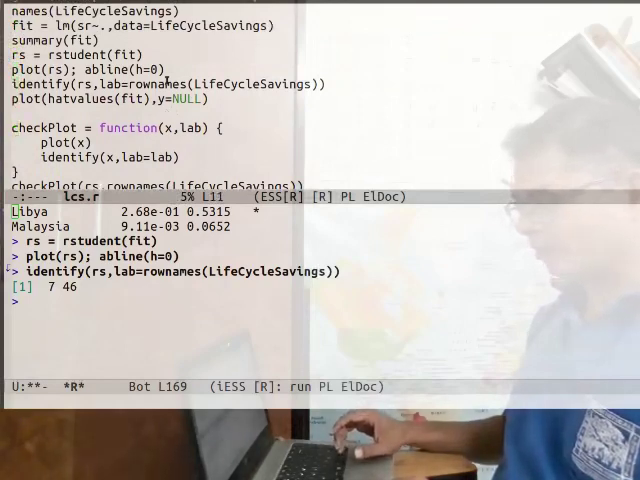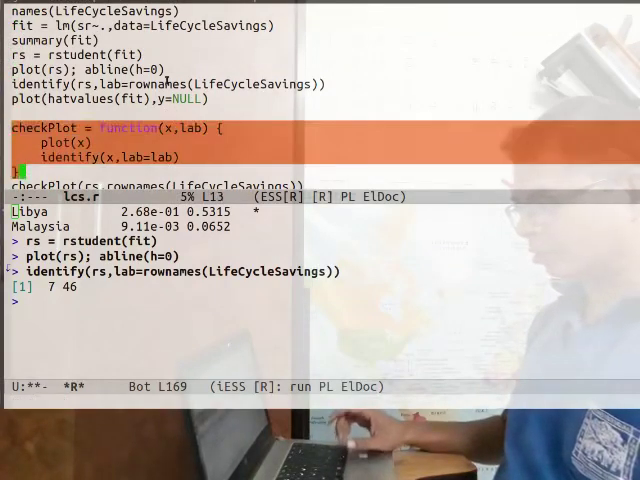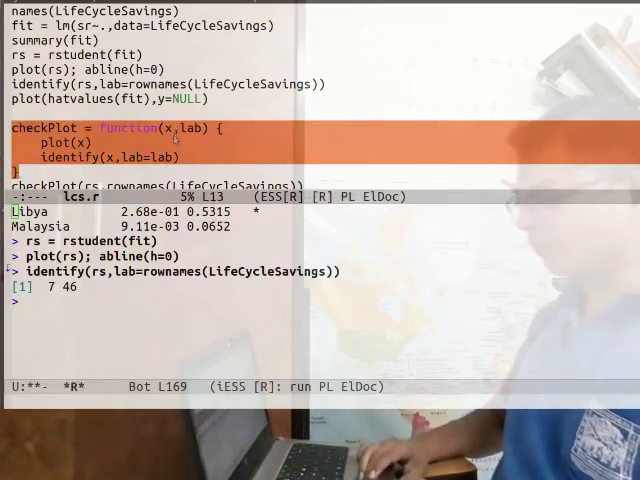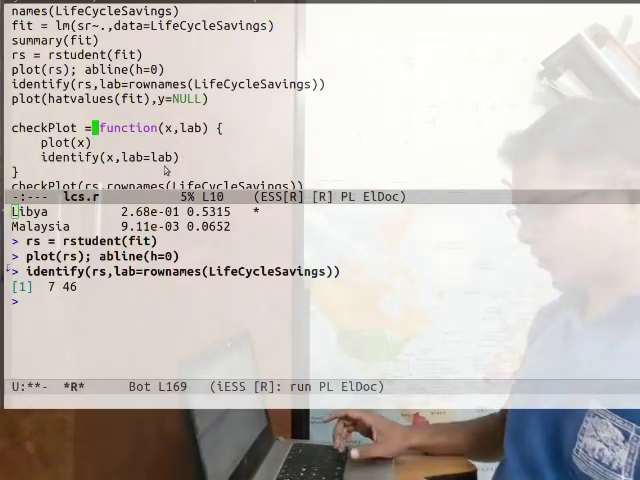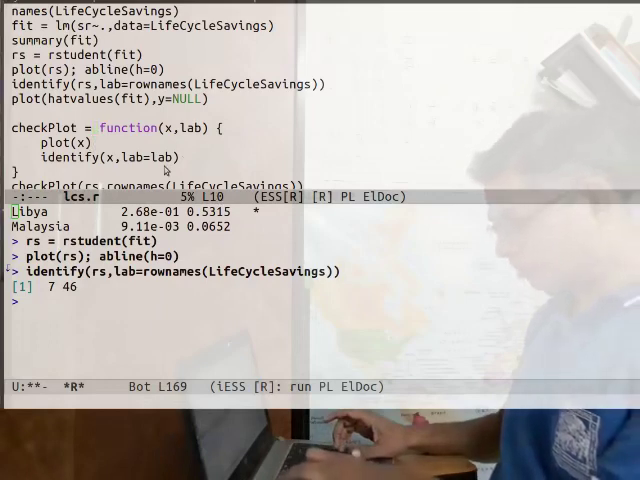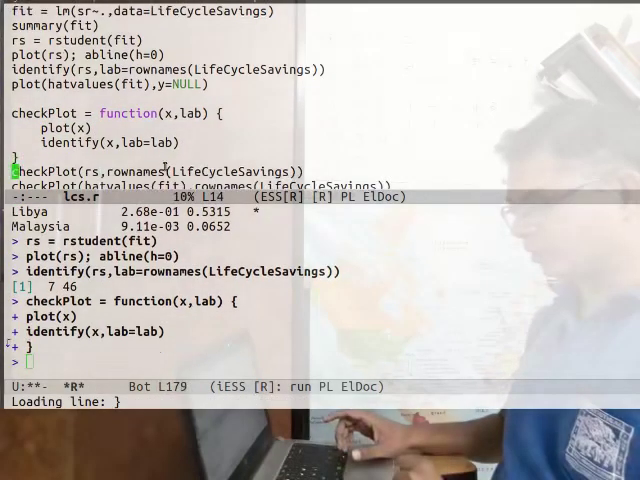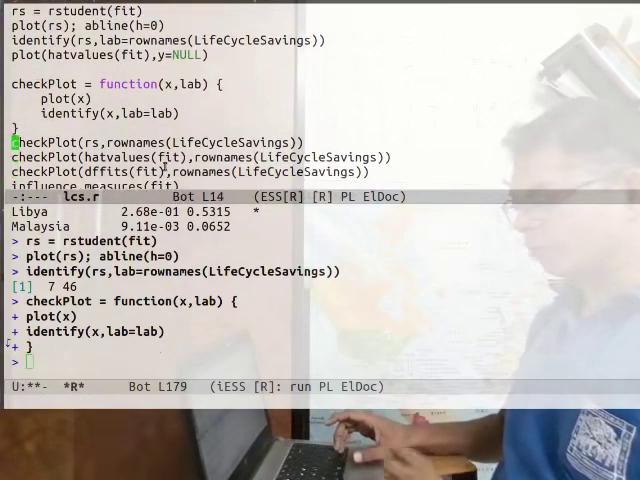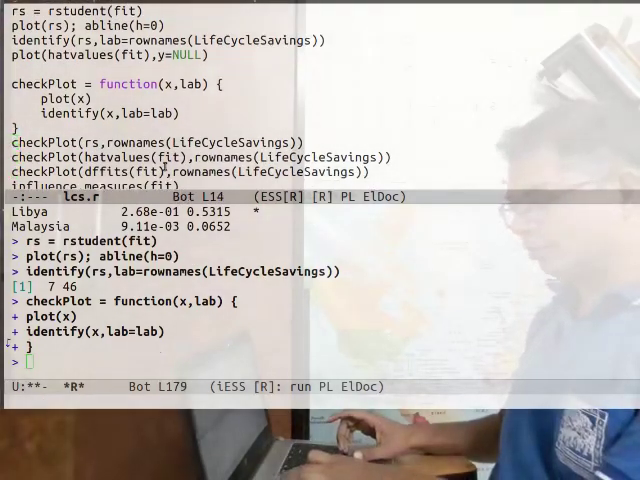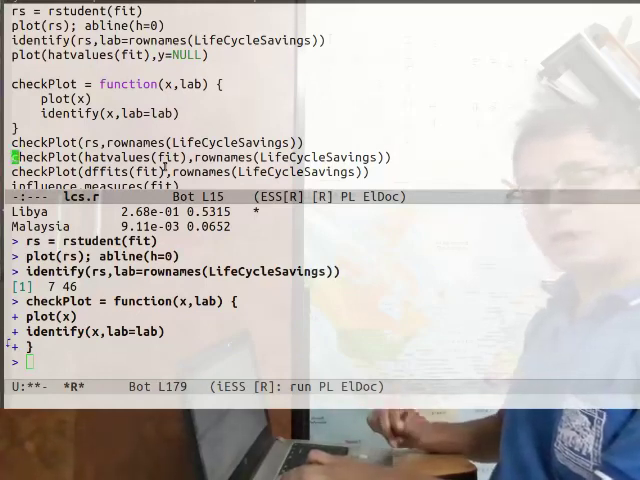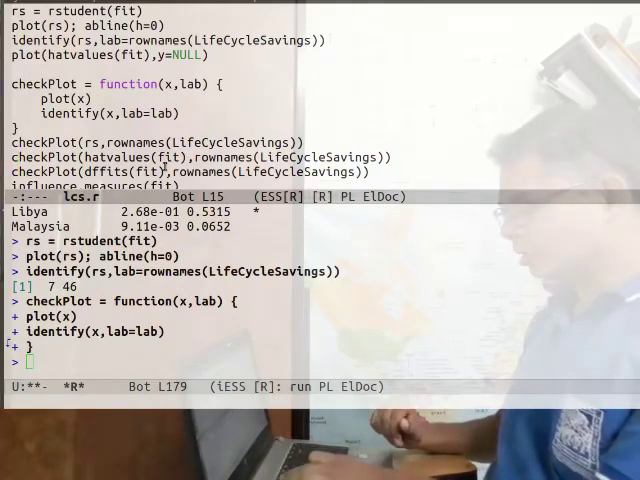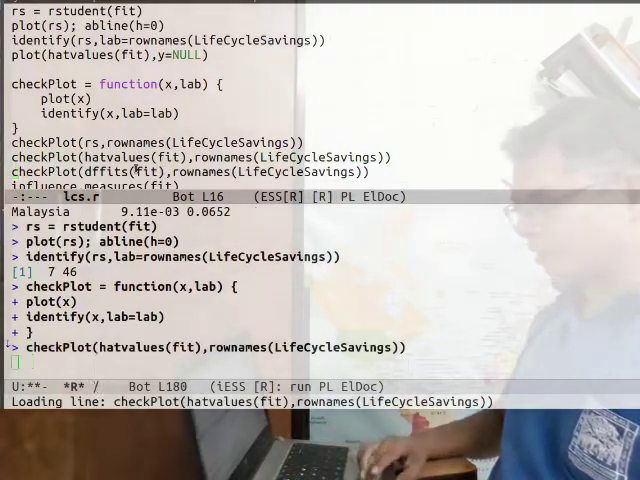So I will write a little function which I just call checkpoint. What it does is it first makes a plot, and then it also calls identify with the suitable labels. So I will just load that function. I've loaded the function, and then I can just call checkpoint rs directly, and it will do the job. Now let's take a look at the hat values. It is commonly considered that if some hat value is large, that requires a second look. So let's take a look at the hat values.